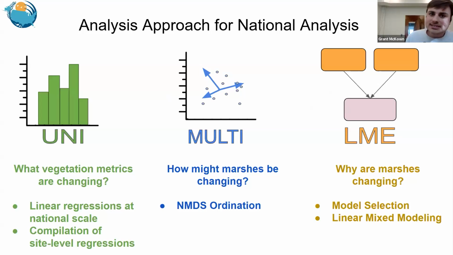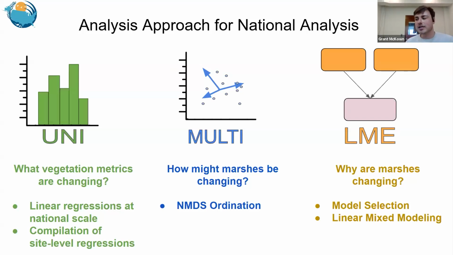So we used 3 statistical approaches to conduct this national analysis. First, we used univariate analysis, which consisted of both national linear regressions and a compilation of site level regressions, which is super similar to what Chris just showed, to answer what vegetation metrics are changing.